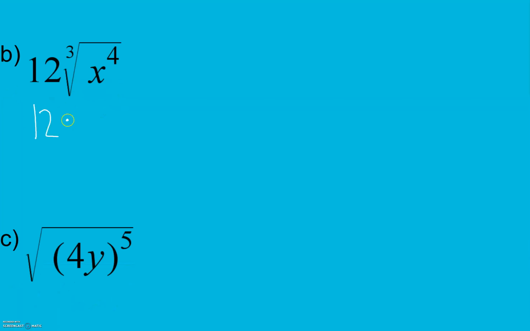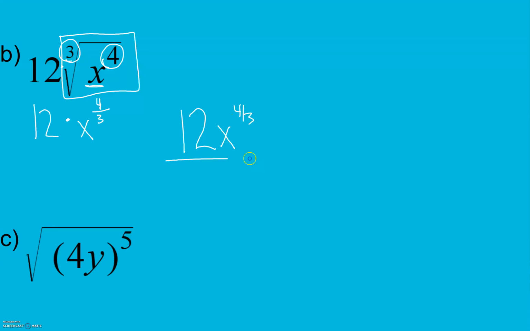Same idea here. My 12 is still just times this expression. And so I'm going to rewrite that in exponential form. I'm going to take the radicand as my base. It's already raised to the 4th power, so 4 is higher. And the 3 from my index becomes my denominator of that exponent. So I have 12 times x to the 4/3 power.